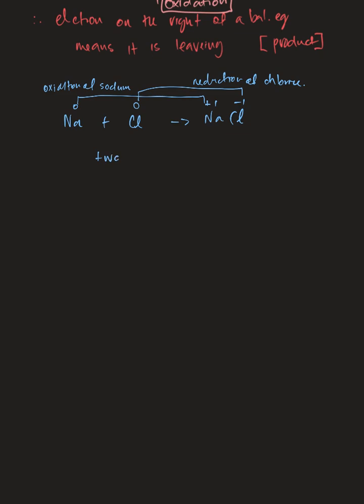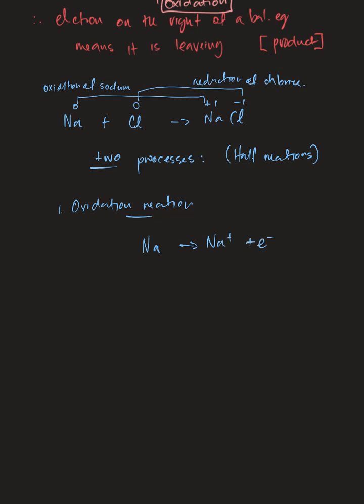So what's happening here is I have two processes. Like I said, we call those the half reactions. The first process I have is the oxidation reaction. If I have an oxidation reaction, it's Na gives me Na plus an electron. And my second process is the reduction reaction, and that gives me Cl plus an electron gives me Cl minus, right?